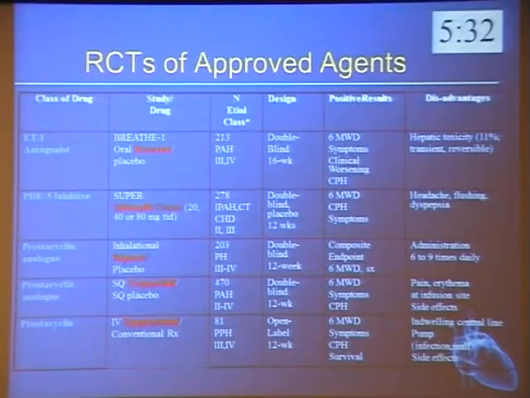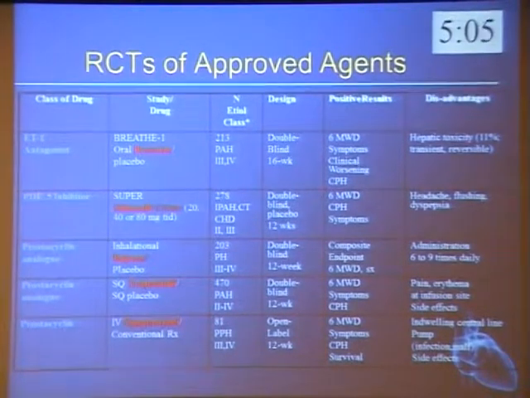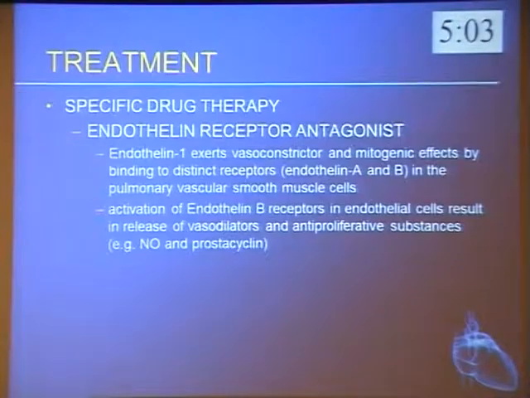Other drugs are approved for treatment of pulmonary hypertension and ventricle dysfunction, and are categorized here in different groups: endothelin antagonists, phosphodiesterase inhibitors, prostacyclin analogs, and there are three different drugs. But the most important, and in my opinion the most used, reading the literature, are the endothelin receptor antagonists.